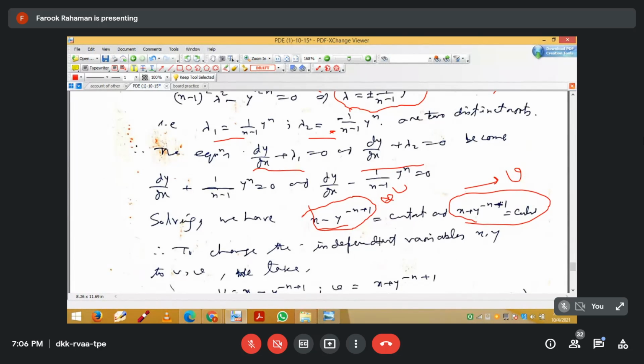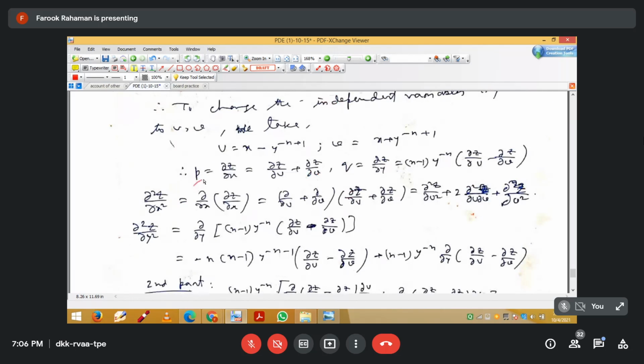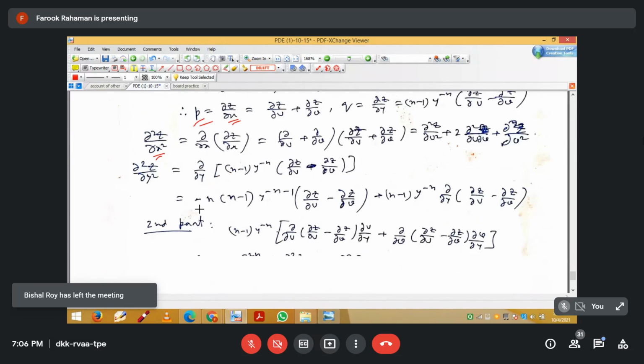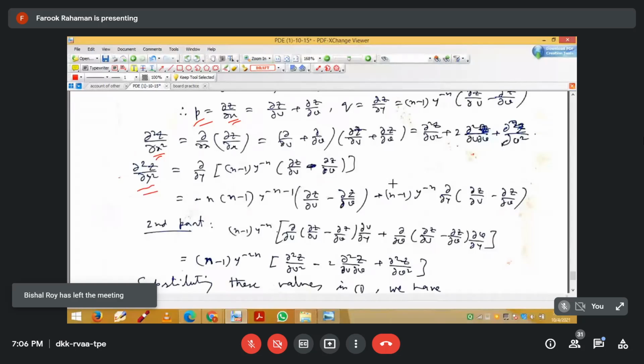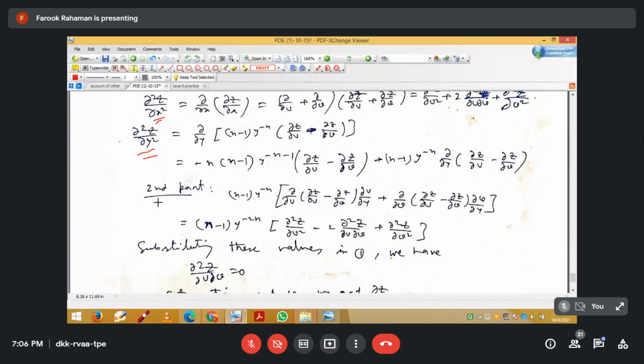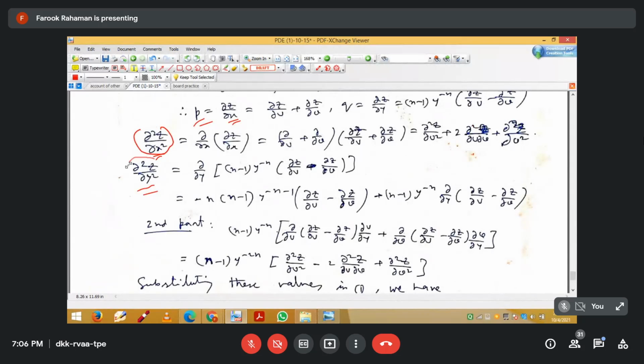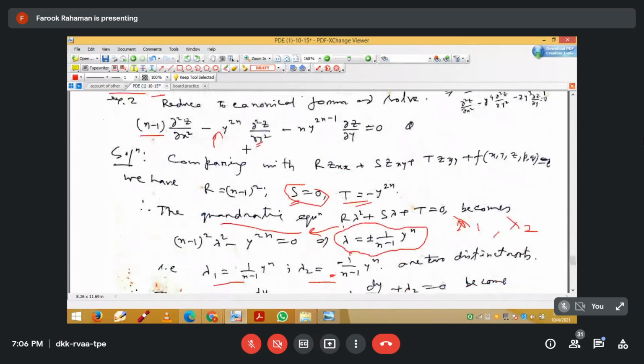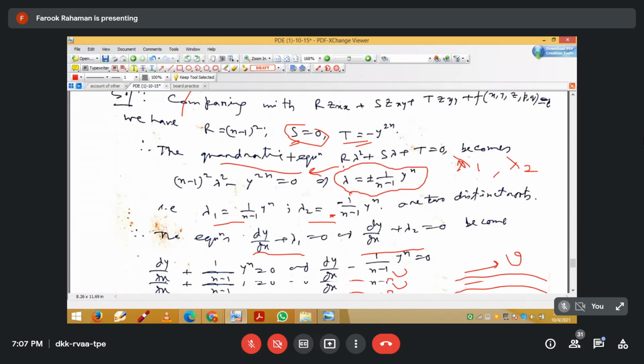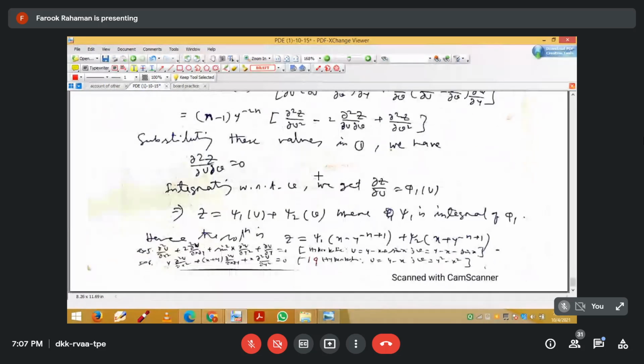So now we can easily find the transform functions, that is U and V. Now again use the values of P, that is the first derivative with respect to X, the second derivative with respect to X, and the second derivative with respect to Y. After using all this, putting this expression and this expression in the original equation, one can see that the equation is transformed into this very simple form.